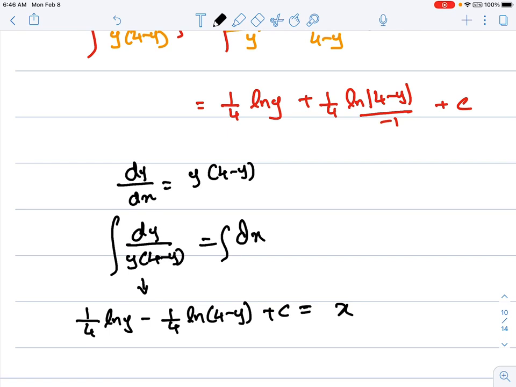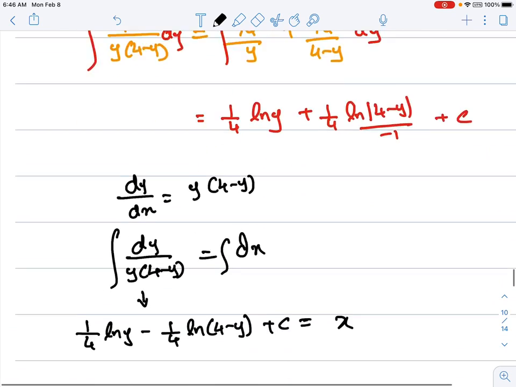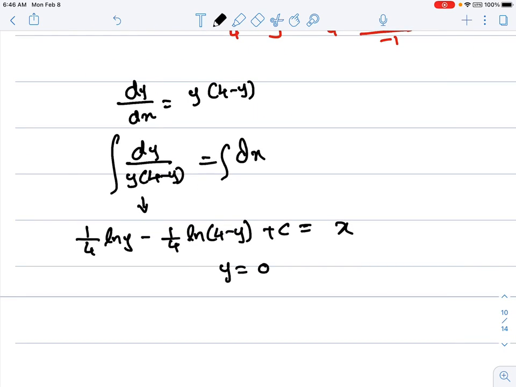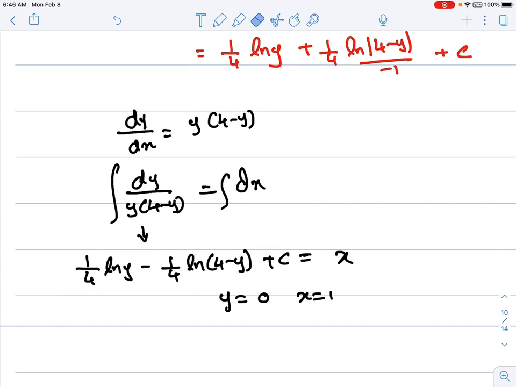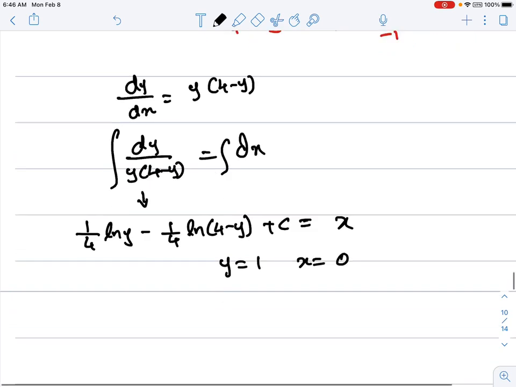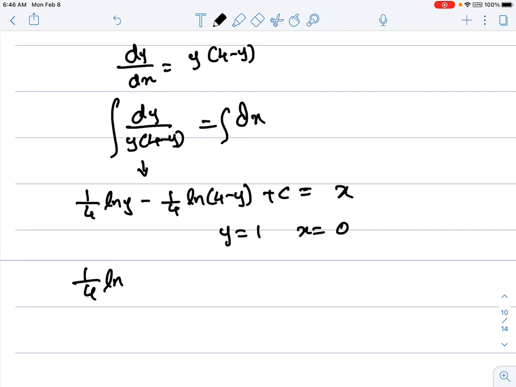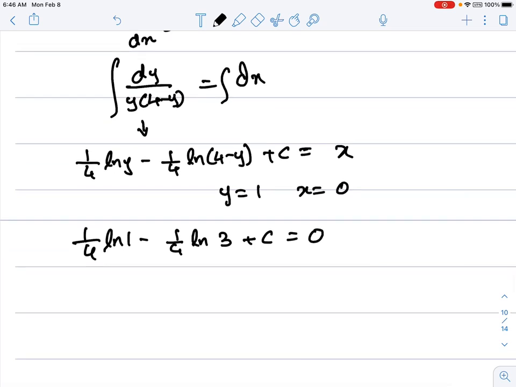Okay, so it is given that y is equal to 1, x is equal to 0. Y equal to 0 is not possible, so you have to be very careful. So substitute: 1 upon 4 ln 1 minus 1 upon 4 ln (4 minus 1), which is ln 3, plus c is equal to 0. So ln 1 is 0, so c is equal to 1 upon 4 ln 3.